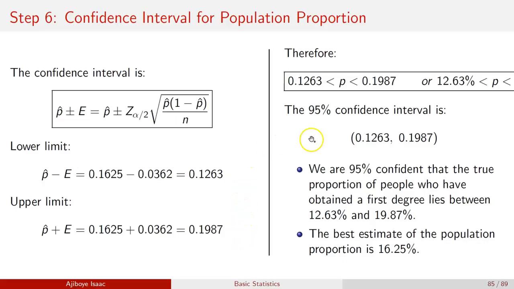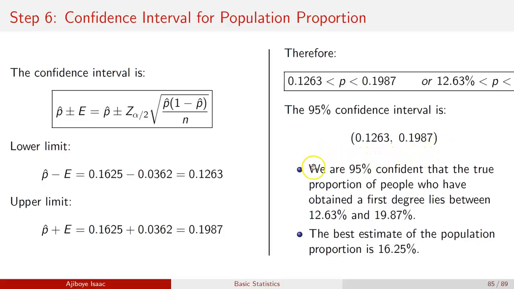Therefore, our confidence interval for the proportion is between 0.1263 and 0.1987, or 12.63% and 19.87% for the population proportion. So our confidence interval is 0.1263 and 0.1987.